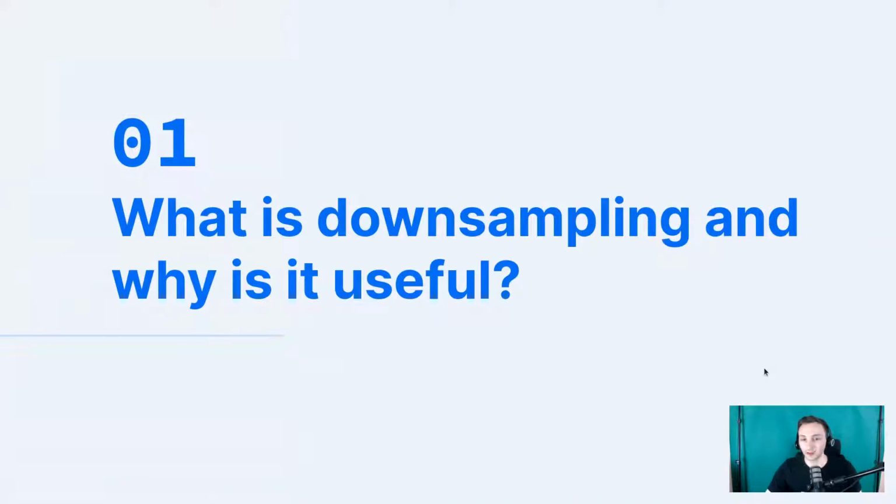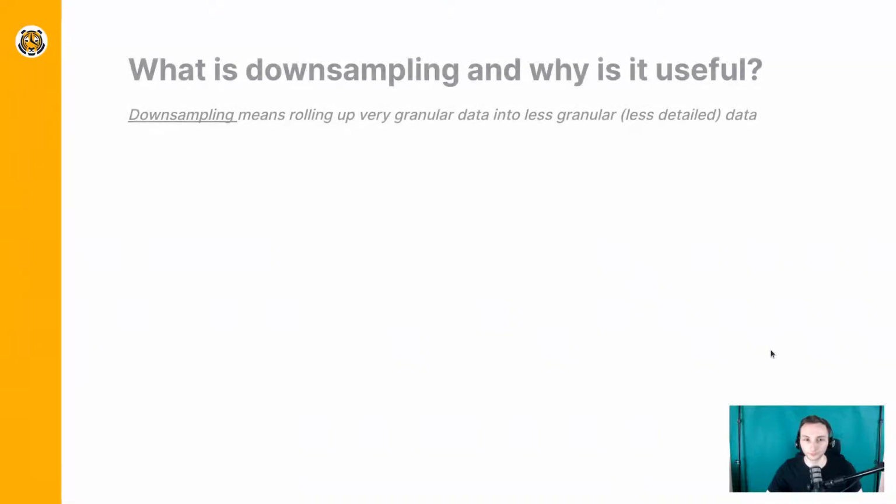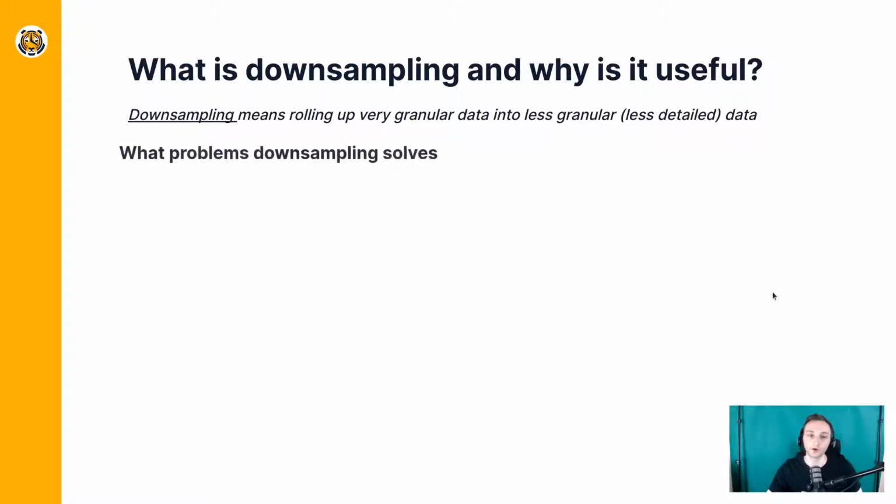Okay, so what is downsampling and why is it useful? First of all, downsampling means rolling up very granular data into less granular or less detailed data. Now, what does it really mean? To understand that, maybe first let's look at some problems that downsampling can help you solve. One of these problems is that you might have too much data, and having too much data can make your queries slower, and it can also increase your storage costs.